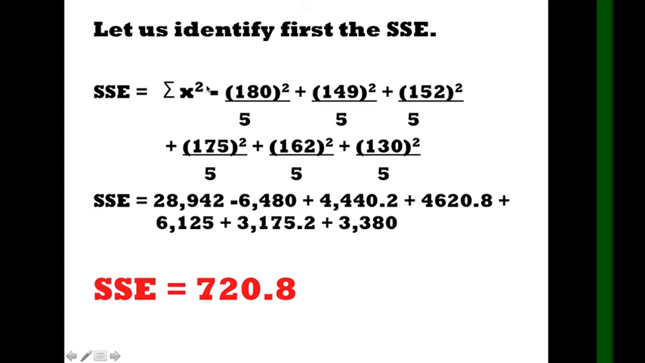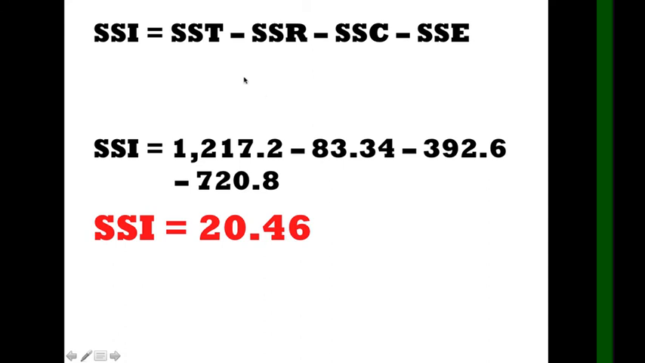And then for the summation of x squared, it is already given in our problem. So we have, in our computation a while ago, 28,942. And then add all of these and then subtract it to 28,924 and you will get 720.8. Again, it's very impossible that you will get a negative answer. So we're completed for the SST, SSR, SSC, and SSE. So we can now put them in our formula for the SSI. So subtract them, and then the answer is 20.46.